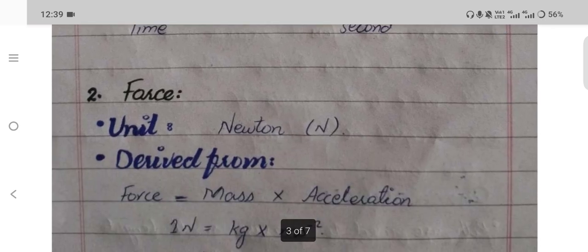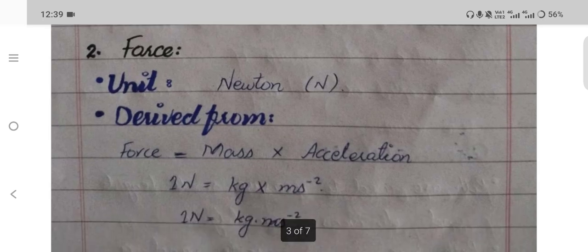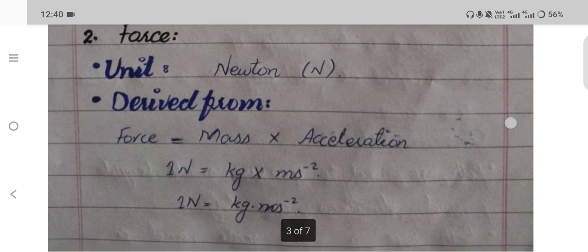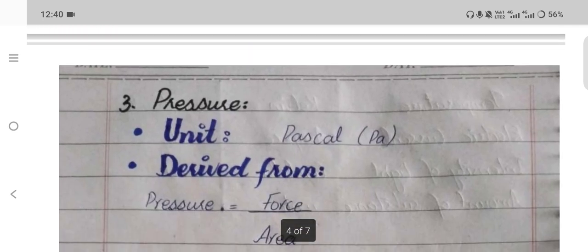Then the second derived quantity is force, and its unit is Newton. Force contains two quantities: the first one is mass, and the second one is acceleration. 1 Newton is equal to 1 kilogram multiplied by meter per second squared, that is kilogram meter per second squared.